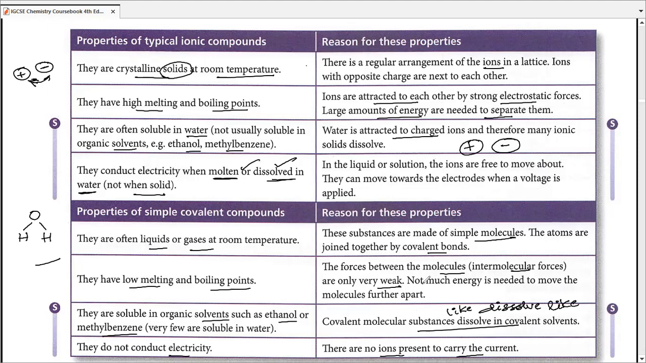So that completes all the properties and their respective comparisons. If you have a question, please go ahead and ask.